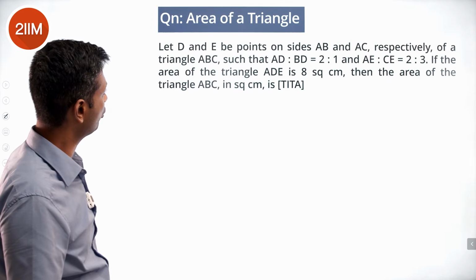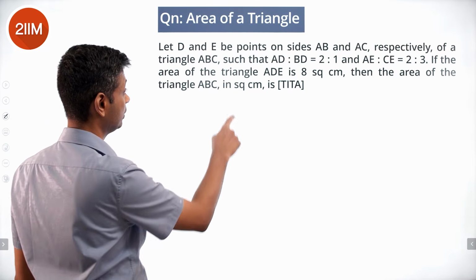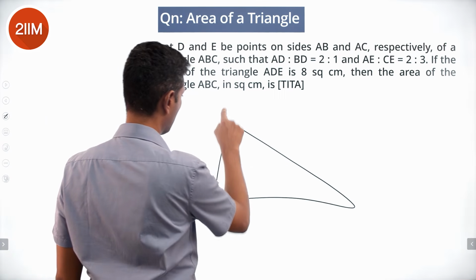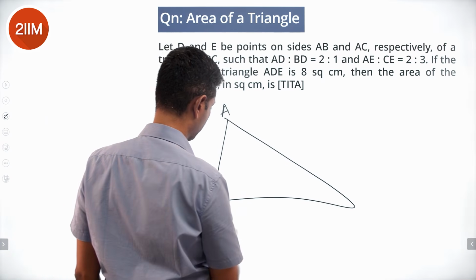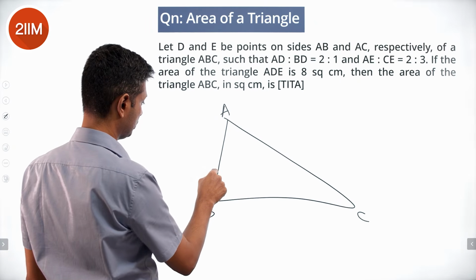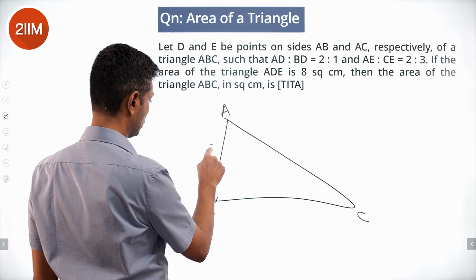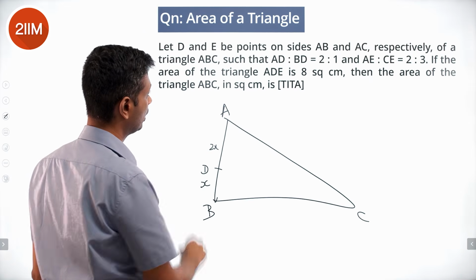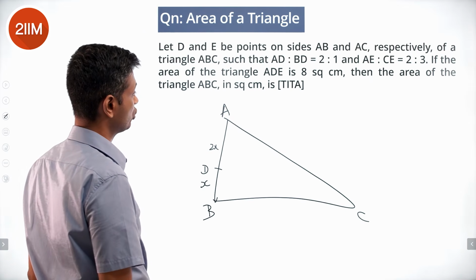Let D and E be points on sides AB and AC respectively of a triangle ABC such that AD is to BD is 2 is to 1, 2x and x. And AE is to EC is 2 is to 3.